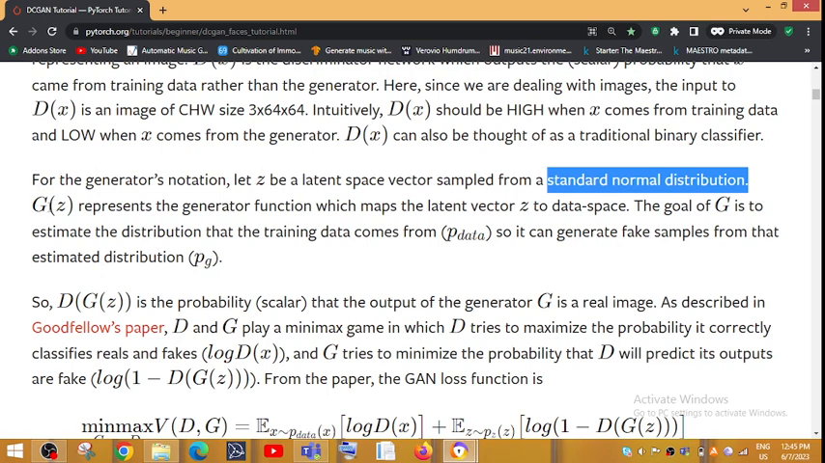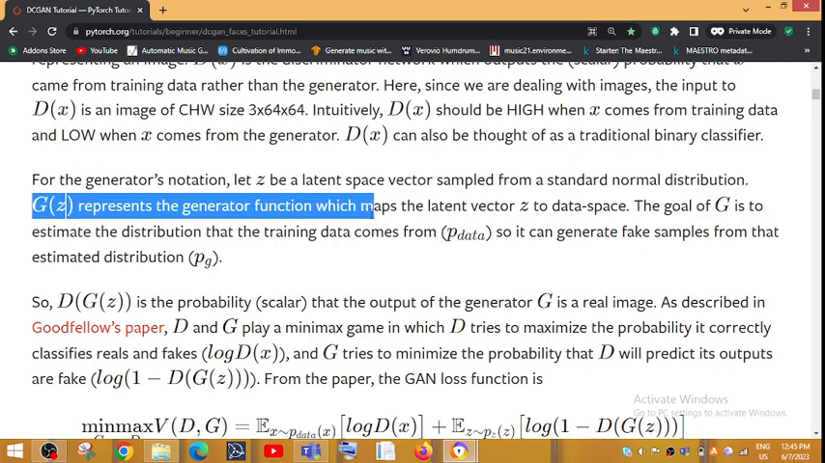G means generator. G(z) represents the generator function which maps the latent space to the data space. It means we are working with the latent space Z, and we are mapping our noise to the data space. Data space, in our case, means the image vector, which is the same size as the training data, for better performance, for better dealing with the image and for better mapping. The data space is the image shape.